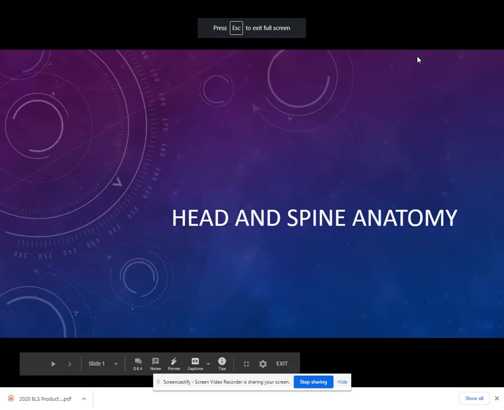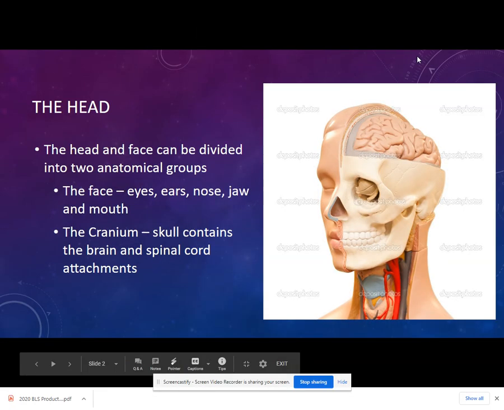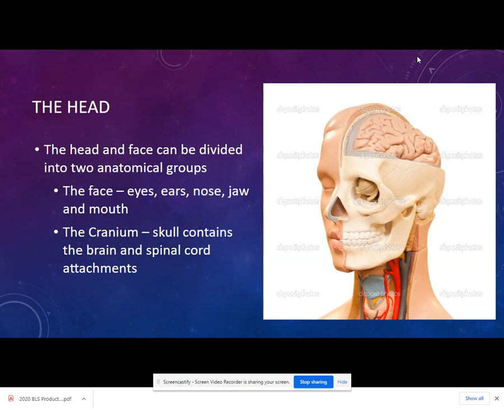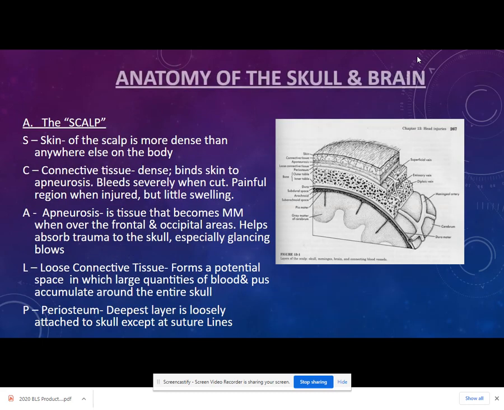Head and spine anatomy. When we talk about the head, we can break it up into two components, the cranium and the face. The face is what we exactly think of as the face: eyes, ears, nose, mouth, jaw. The cranium is where the skull is, and it contains the brain and the spinal cord, so our quote-unquote head. When we look at this whole facial cranium area, there are different layers.